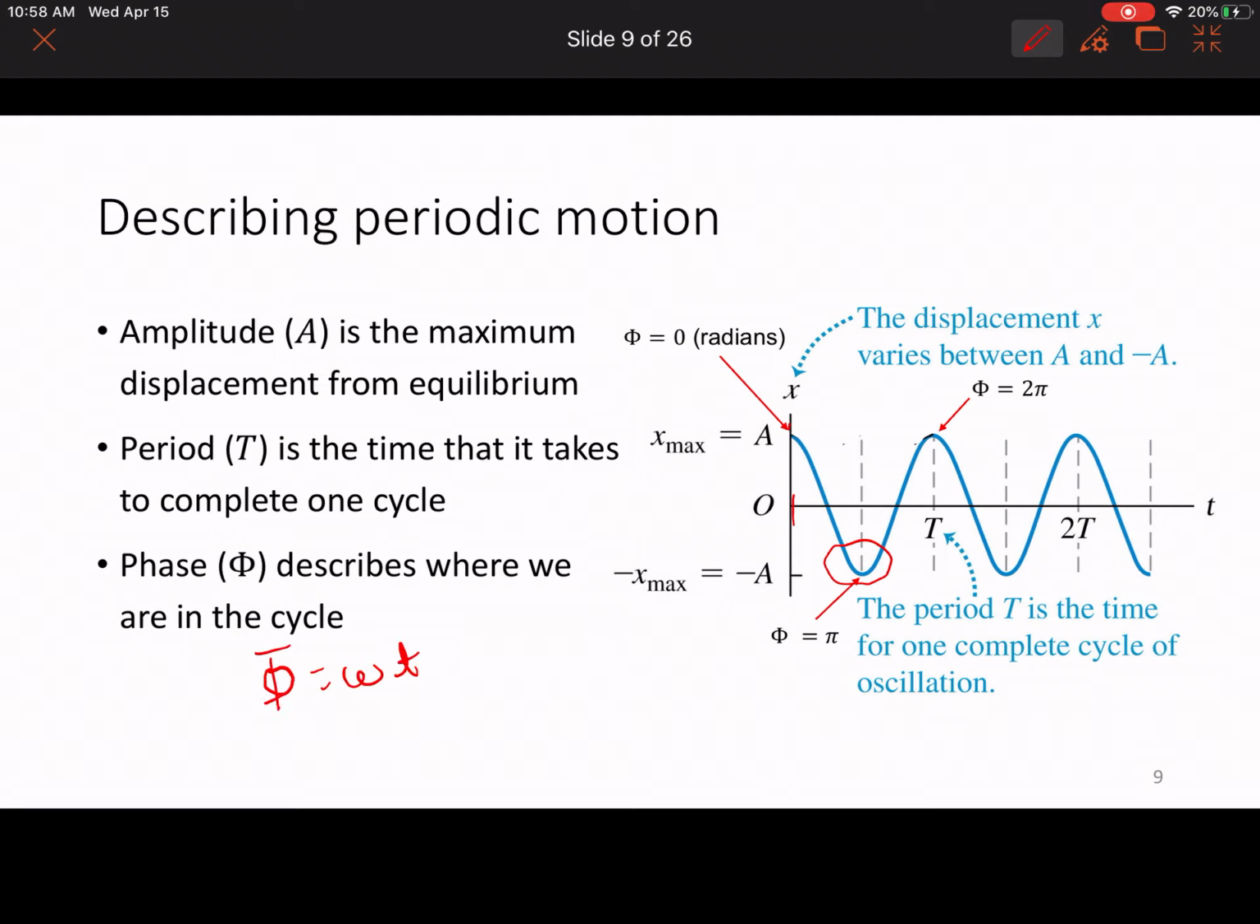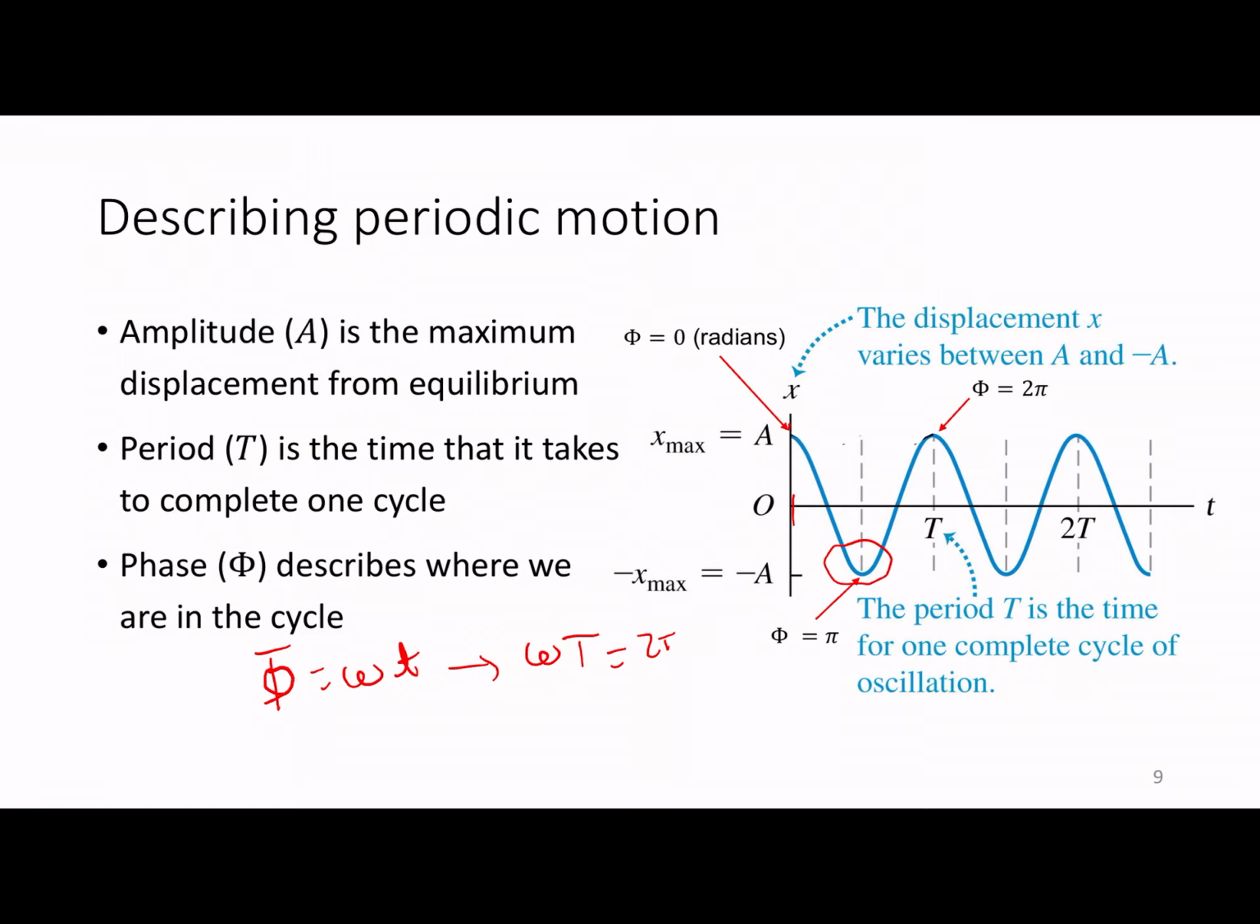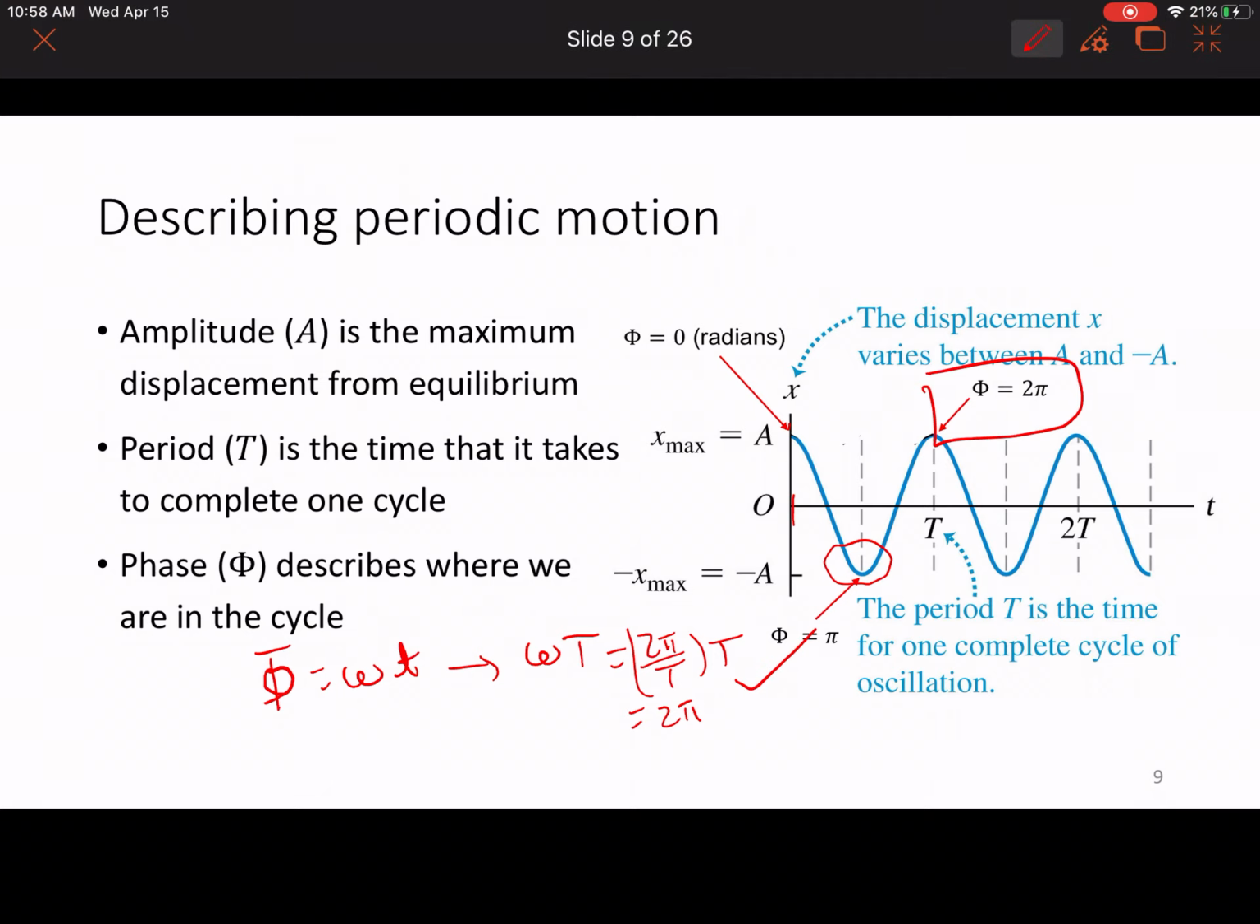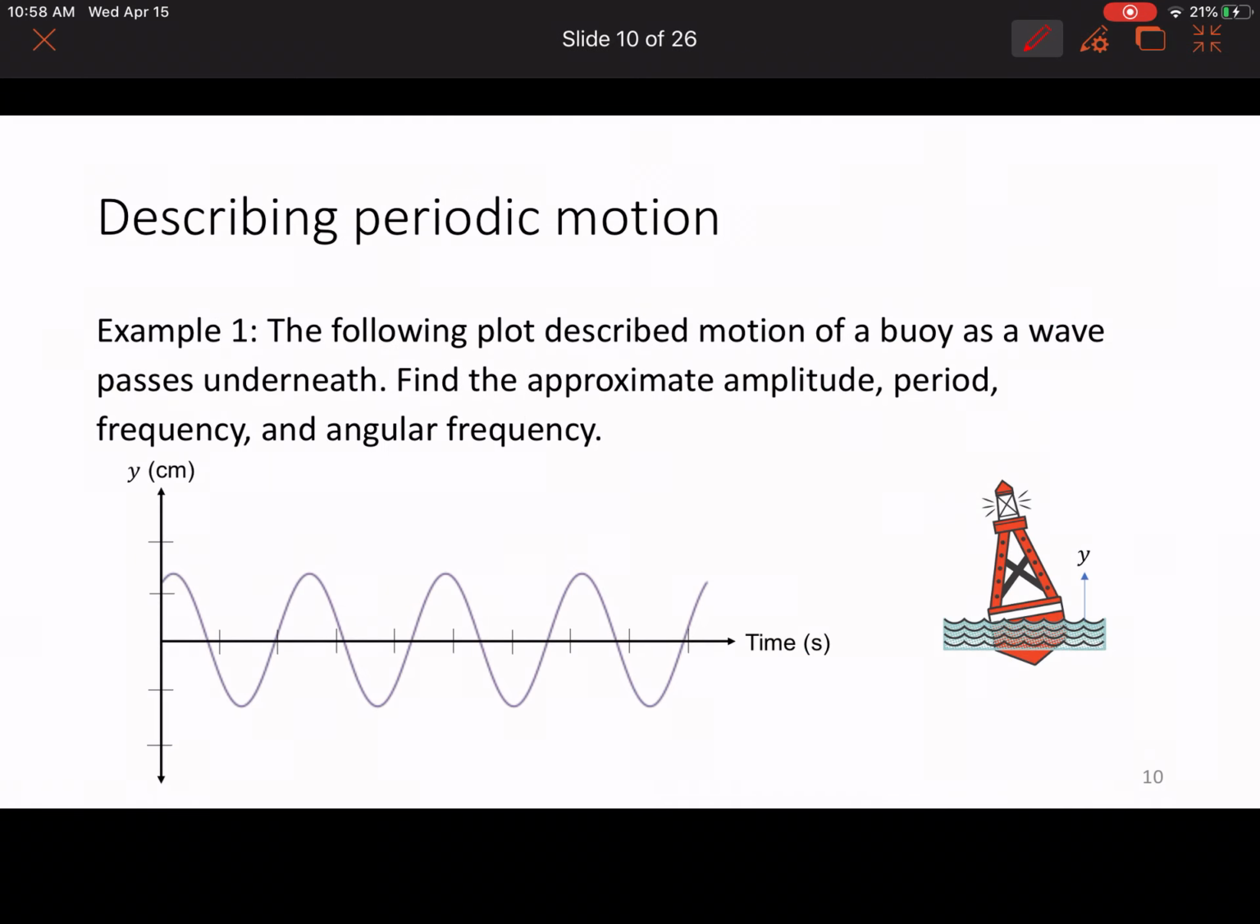And if we want to check that, let's check what happens at t equals capital T. So that's omega times capital T. Omega, remember, is 2 pi divided by T. So that tells us that at time T, I have a phase of 2 pi, which works out. All right? So that just tells me where I am in the cycle. It's a little bit less fundamental, but it is kind of useful.